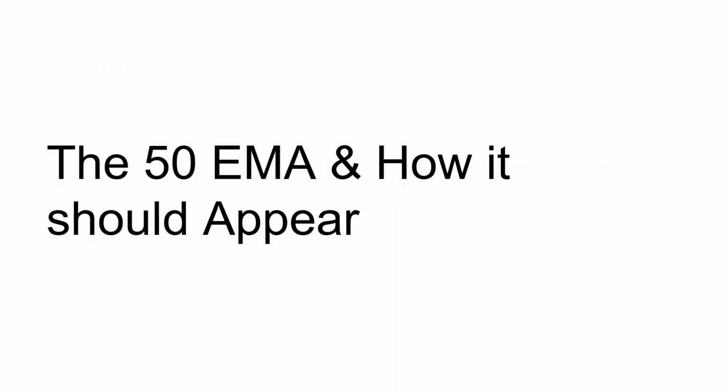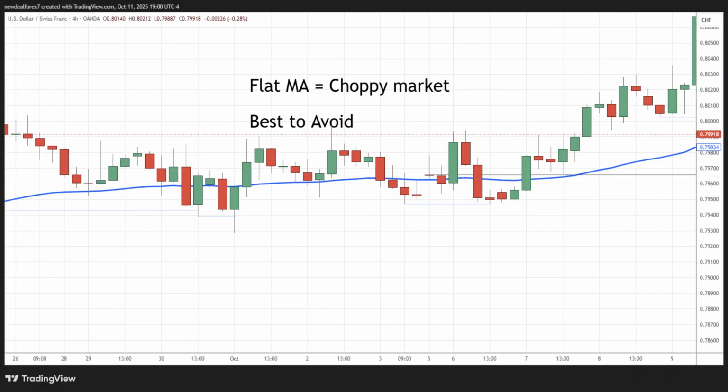Okay, so first off, when it comes to your chart, how you want it to look, the 50 EMA, which is our baseline, needs to appear a certain way on the chart. Now, the 50 EMA, in terms of price action, is going to show you the strength of the trend, or at least that's going to be our main mindset going into this. First, I want to show you what you don't want to see.